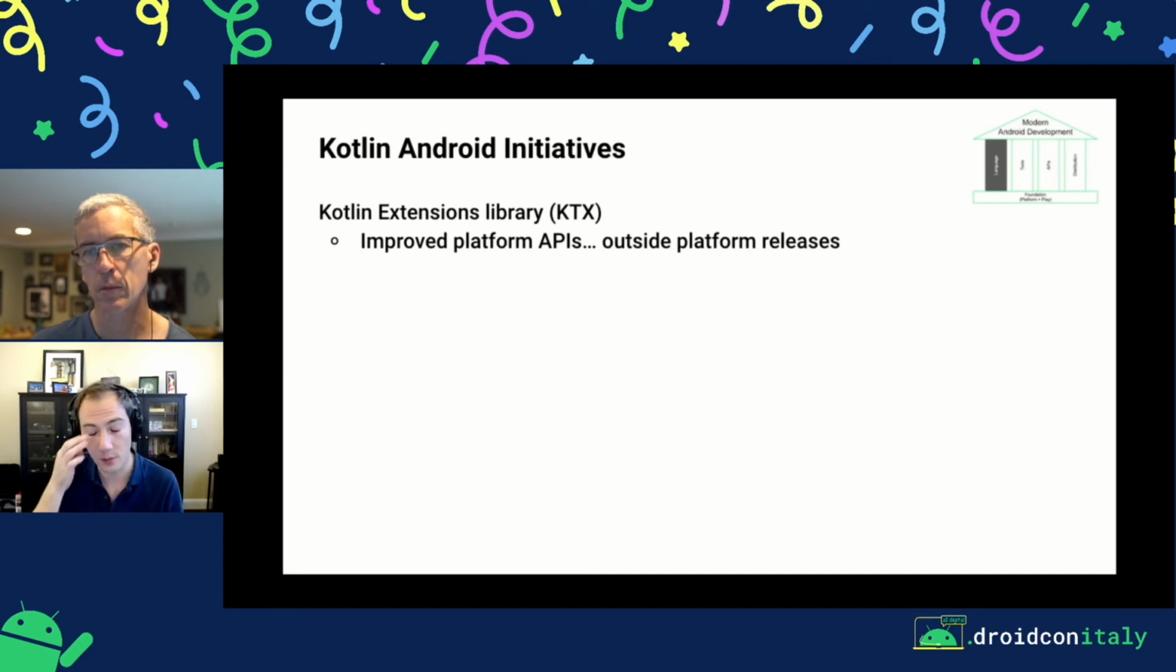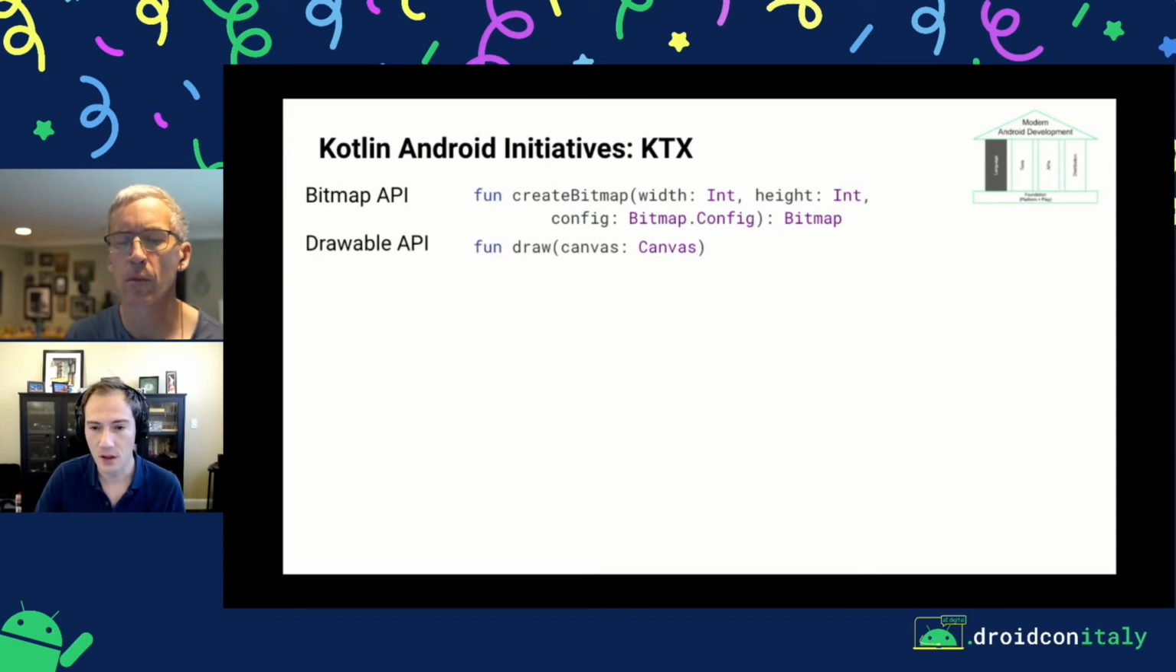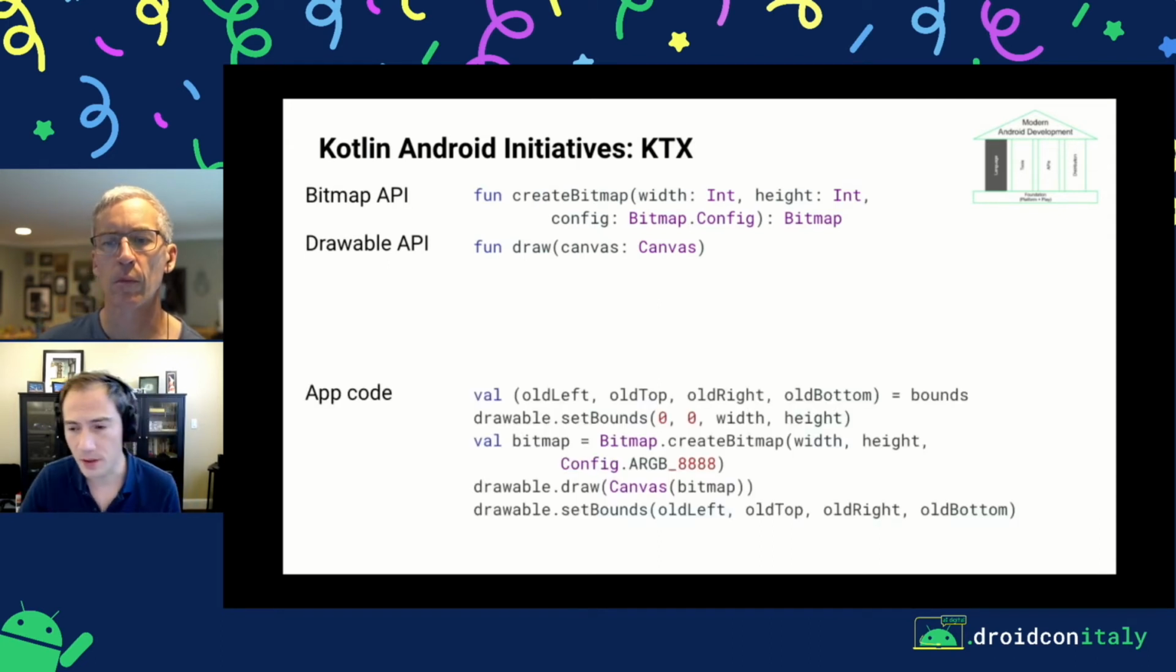So let's take a look at an example that's using an extension function. On the platform, we have this createBitmap API on the Bitmap class. It takes a width, a height, and a configuration. And let's say that we want to turn a drawable into a bitmap. So we need to draw the drawable into that bitmap. On the Drawable API, we have this draw method. It takes a canvas. And here's the kind of code that some of you may have already written several times to turn that drawable into a bitmap.